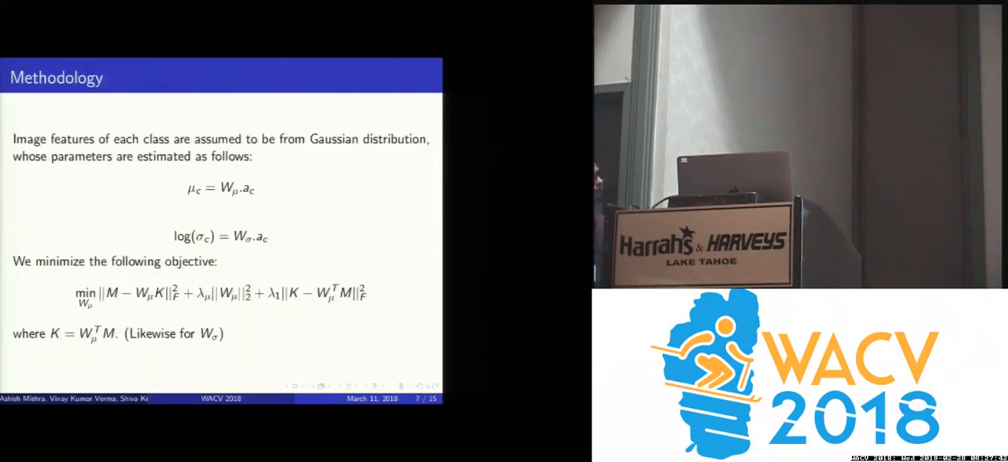The methodology is as follows. As I mentioned before, we assume that each class comes from a Gaussian distribution, and that the parameters of the Gaussian distribution are estimated from the class embedding vector or the attribute vector using a linear projection. We minimize the following objective function, wherein the projection of the seen class attributes should be close to the seen class image features, which is the first term. Then there is the standard ridge regression regularization, and then there is the reconstructability regularization.